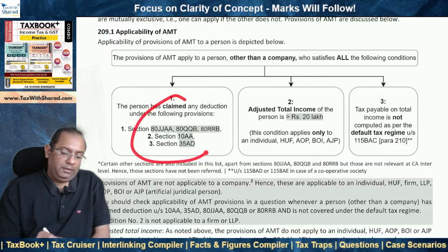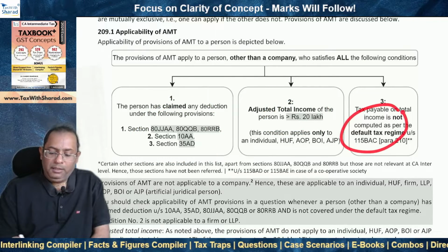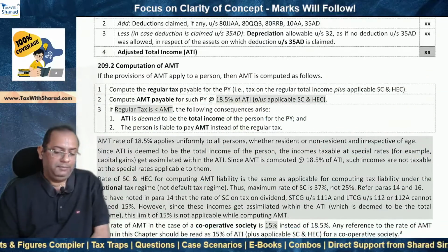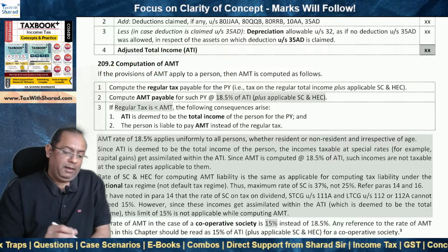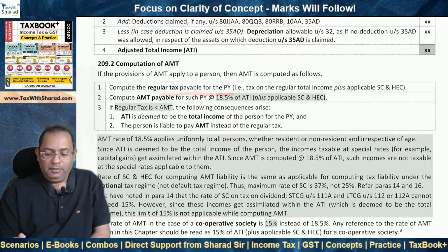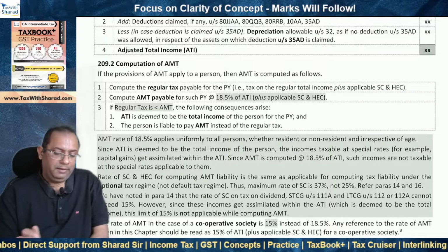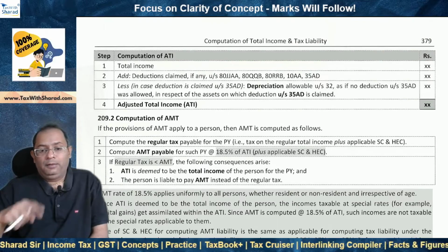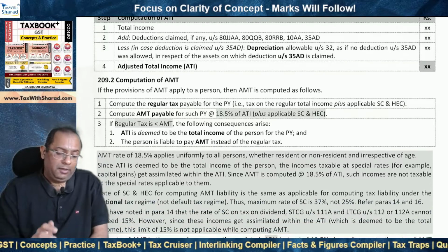So if deduction under any of these sections is claimed, ATI is more than 20 lakh and 115BAC is not applicable, then AMT becomes applicable. And then you need to make computation of AMT, alternate minimum tax. In step 1, you need to compute the regular tax payable for the previous year: tax on total income plus applicable surcharge and HEC at 4%. Regular tax means the regular tax on the total income that you computed under the optional tax regime. That is the regular tax.